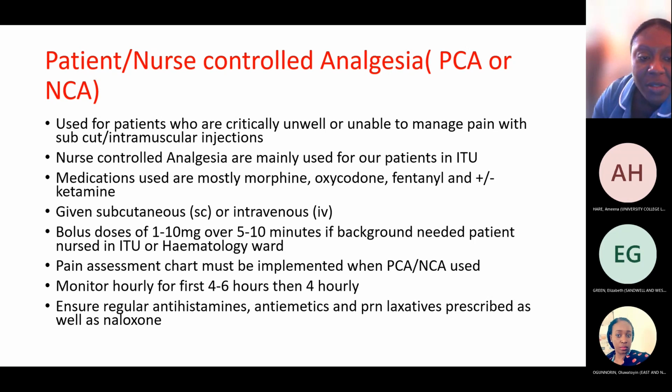A pain assessment chart should definitely be implemented with these patients on PCA or nurse-controlled analgesia. Or even if they're not on PCA, I think pain assessments should always be put in place for sickle cell patients, because you should be reviewing their pain on a daily basis. It's mostly monitored hourly for the first 4 hours when they're starting on PCA, then every 4 to 6 hourly. But if the patient is more unwell, then obviously this is monitored more closely.